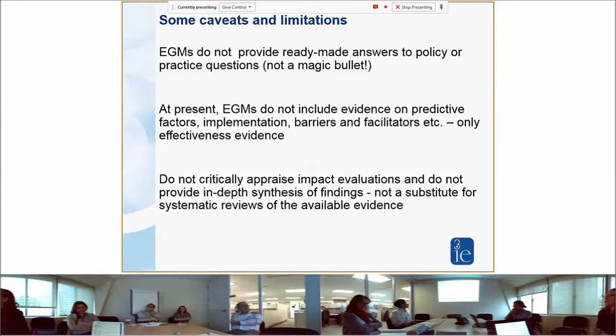And then also they don't critically appraise impact evaluations, and they do not provide in-depth synthesis of findings. So if there's a field that has 54 impact evaluations in a particular cell, we don't go as far as actually critically appraising and synthesizing these, because this is really the realm where systematic reviews work, and systematic reviews really do it rigorously and thoroughly, and this is meant to be a much quicker tool of mapping what we know. So they're not trying to replace a full systematic review with rigorous critical appraisal and synthesis of the evidence.